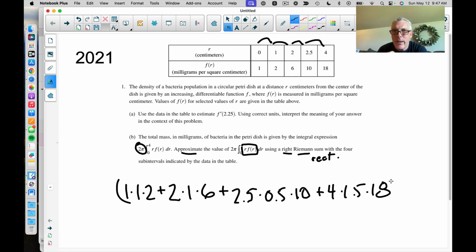This thing is this integral right here. It's an approximation of it using a right Riemann sum. I would get the calculator out and crank that out, and then I wouldn't forget I've got this 2 pi hanging out front. Okay, this is going to give me an estimate for this value, and this value is the area underneath this rate curve right here. Which means it's going to give us an amount, which means we'd be talking about milligrams. I'll let you crank that out.